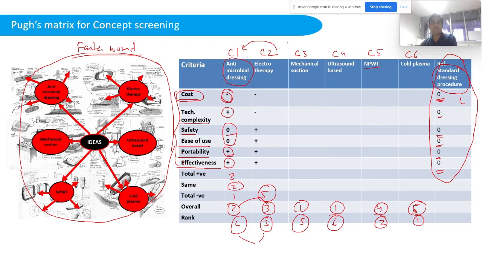The limitation of a Pugh matrix is that it is useful for concept screening, but it's not very useful for final concept selection. Why? Can you tell me why? You can use the message box.